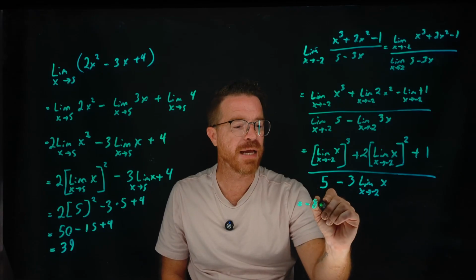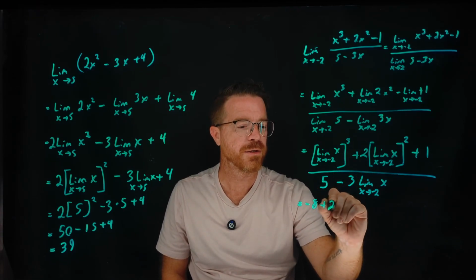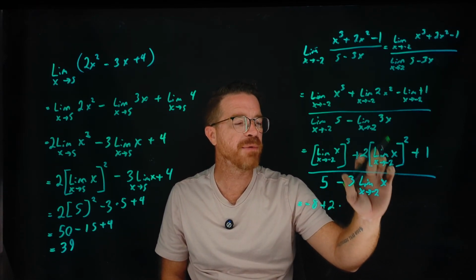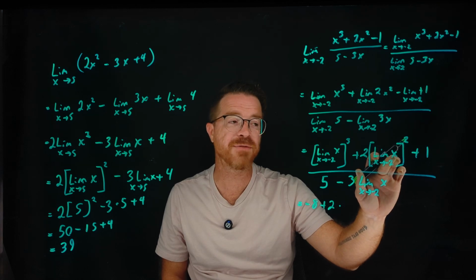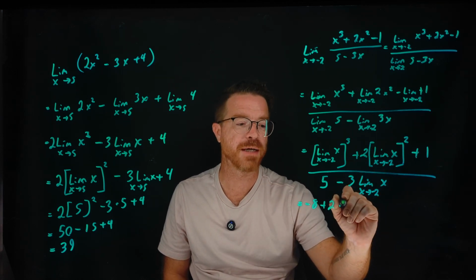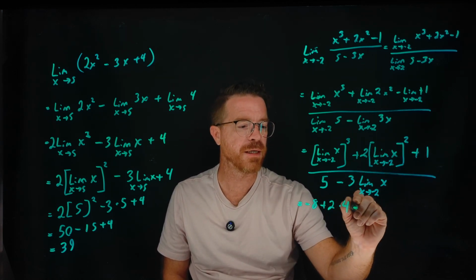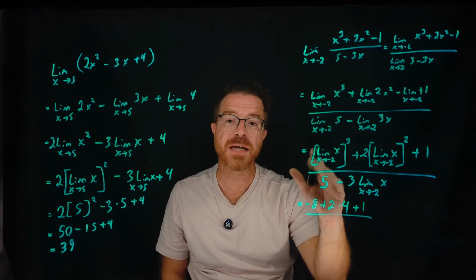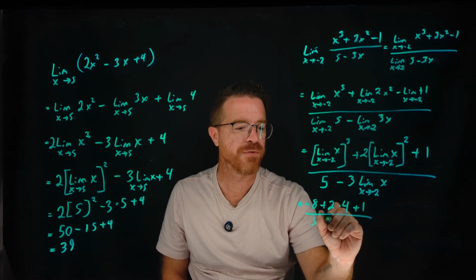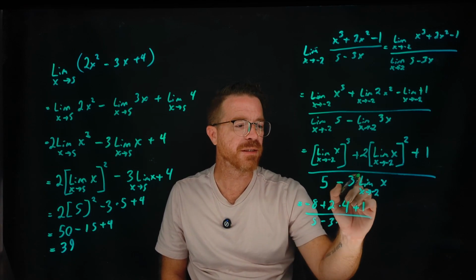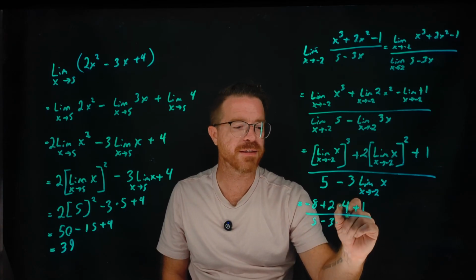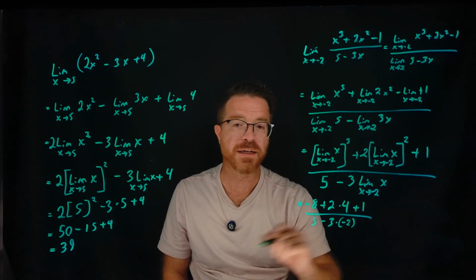The next thing we have is plus 2 times, we have limit as x approaches -2. This is going to give us -2. Squared is going to give us +4. And this is going to be +1. In our denominator, this constant is still 5. Minus 3 times the limit as x approaches -2 on x is going to be -2.